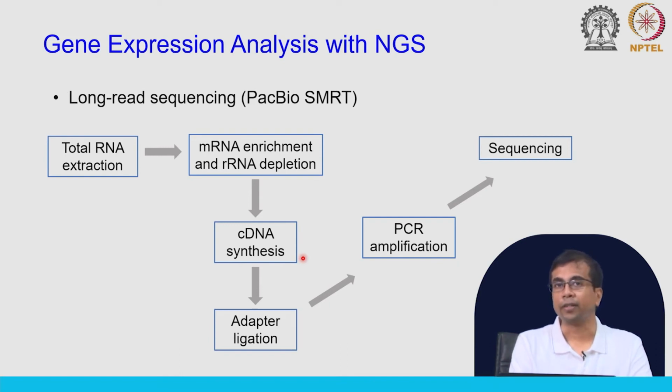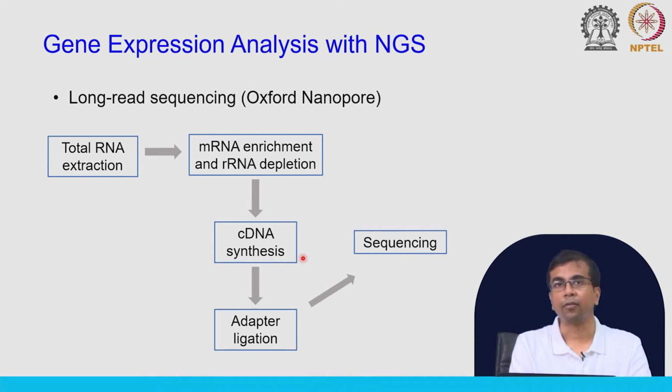If you are going with long read sequencing such as SMRT, the steps are pretty much the same. You have cDNA synthesis, adapter ligation, PCR amplification and sequencing. And if you want to go with Oxford Nanopore, you can skip the PCR amplification. You can directly pass the cDNA after adapter ligation through the sequencer, and the current signal that changes will indicate the bases, and we can then do the mapping back to the reference sequence.